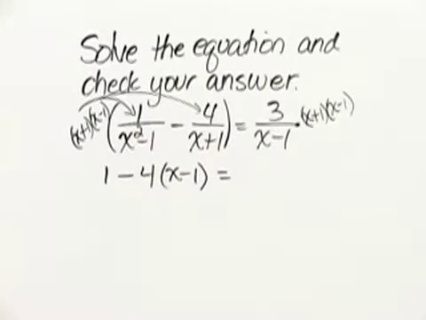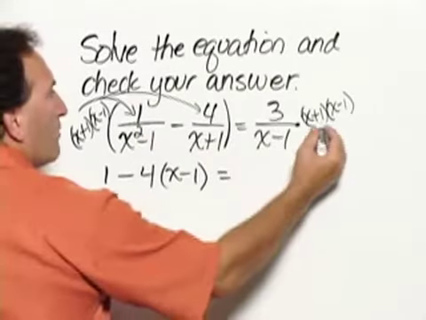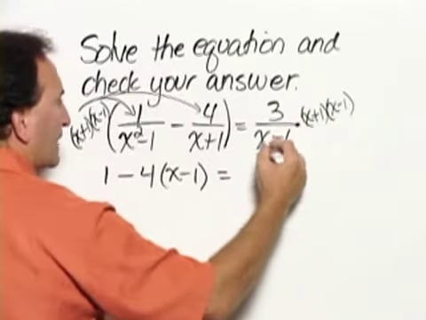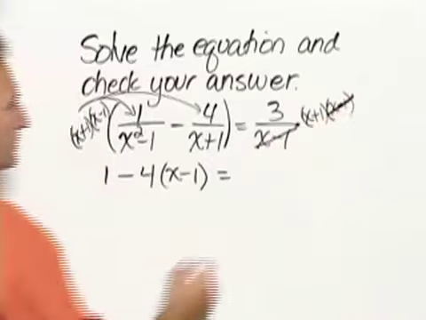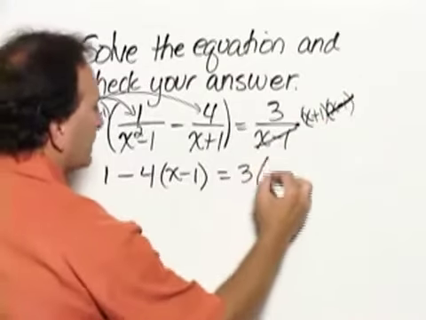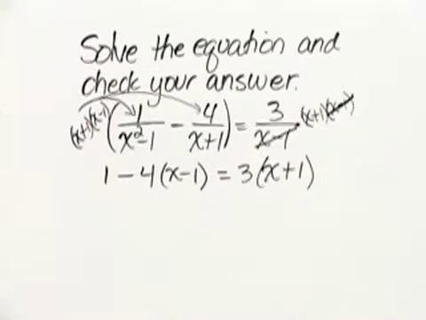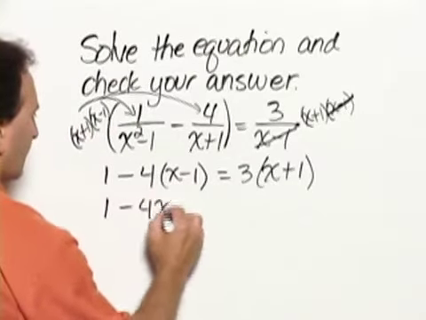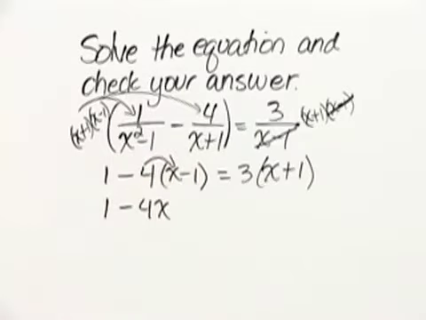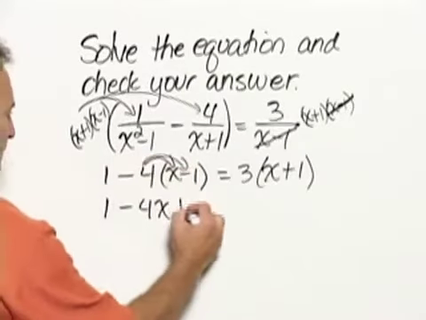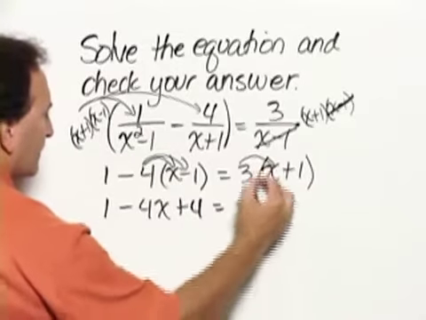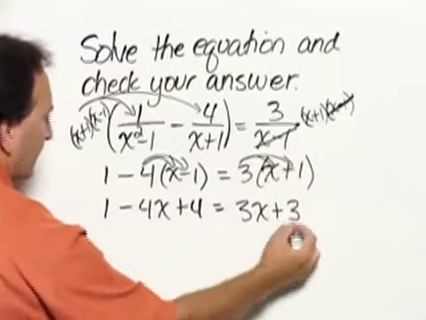On the right-hand side, we multiply the x plus 1 times x minus 1 times this fraction, and the x minus 1s will cancel, leaving 3 times x plus 1. Now we need to simplify each side. So we would distribute the 4, and that would give us 1 minus 4x plus 4. And that's equal to 3x plus 3.